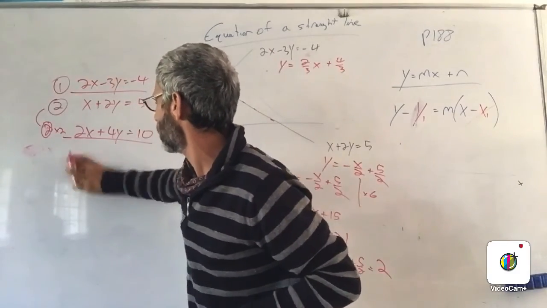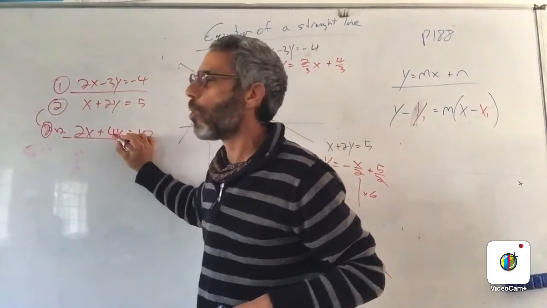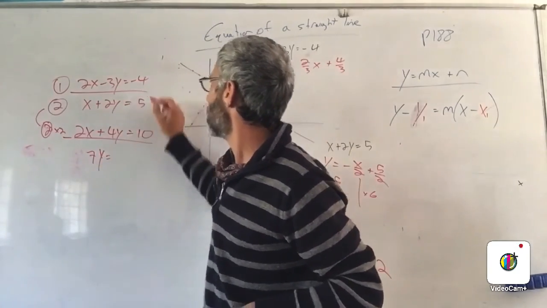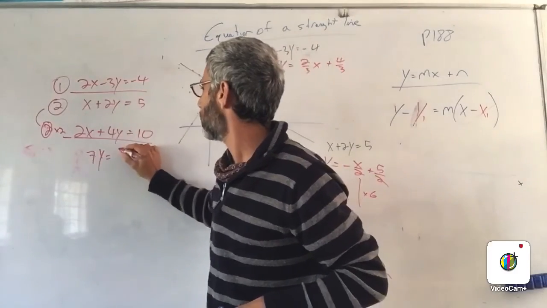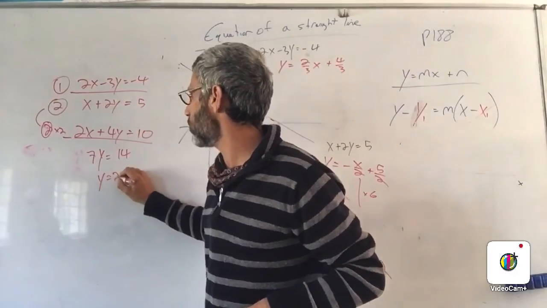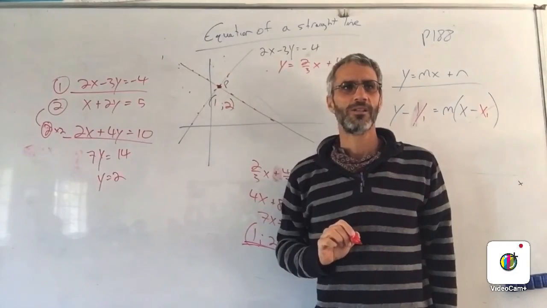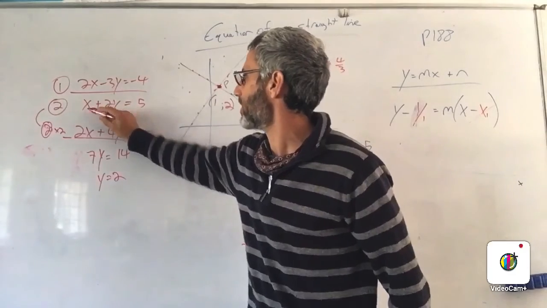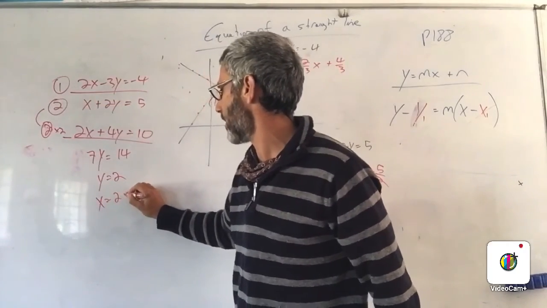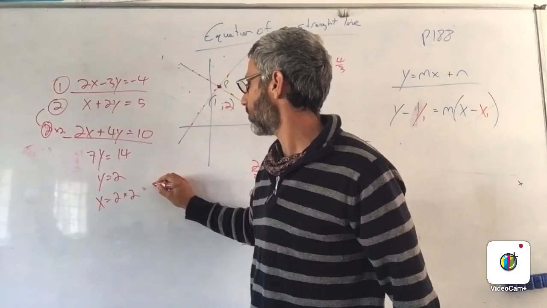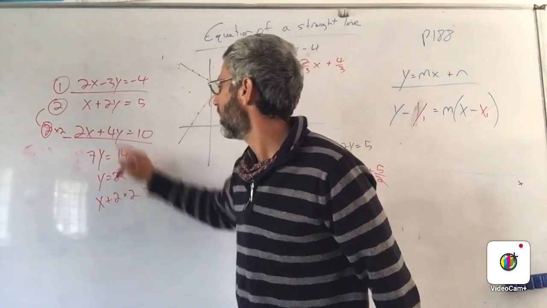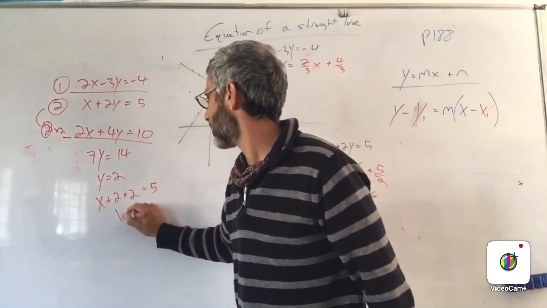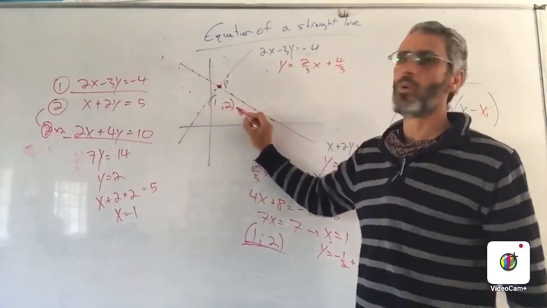So it's going to be 0. I'm not going to write the 2x minus 2x. 4y minus 3y is 7y. 10 minus 4 is 14, so y equal 2. And then once I know y, it's easy to find x. For example here, x plus 2 times y, which is 2, is equal to 5, and that means x equal 1. Again, I'm getting 1, 2.